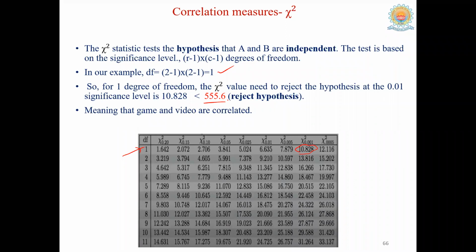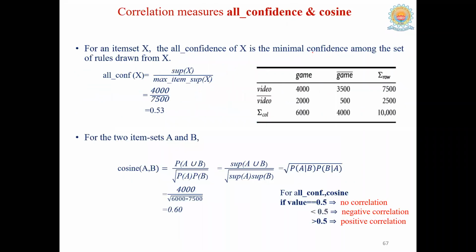So if the chi-square value present in the statistical table is less than the obtained value, then we can reject the hypothesis. What is the hypothesis? A and B are independent. That is the basic standard hypothesis for the chi-square test. So with our test, we are rejecting the hypothesis, in the sense we are saying that A and B are dependent. That means from this chi-square test, we can conclude that game and video are correlated together.